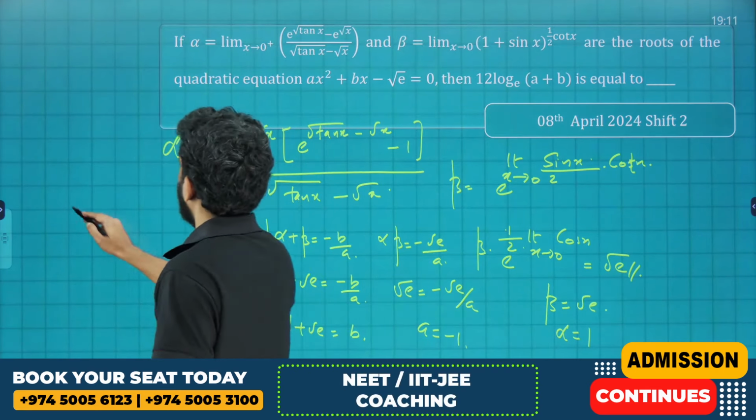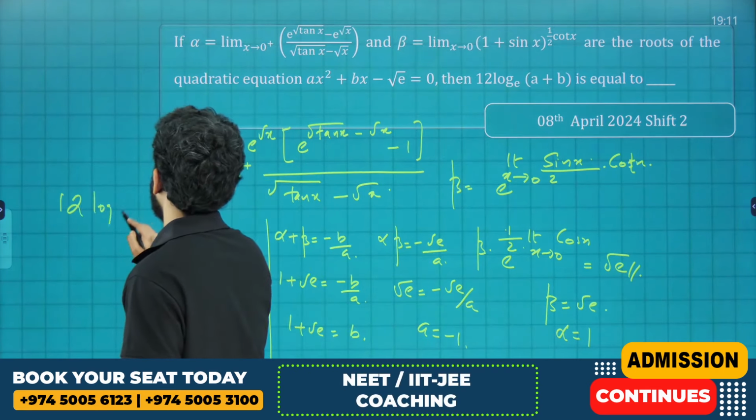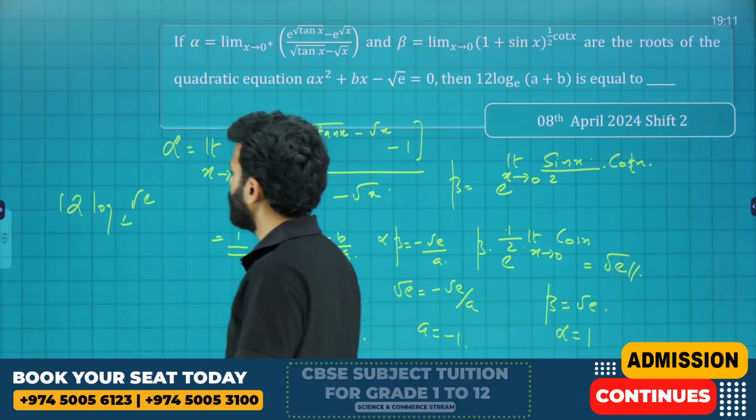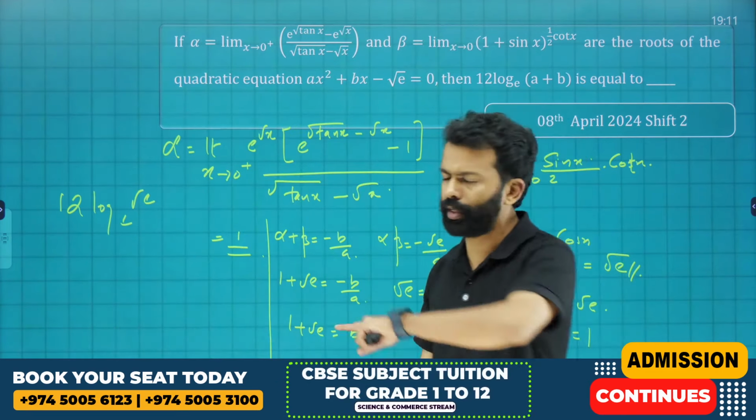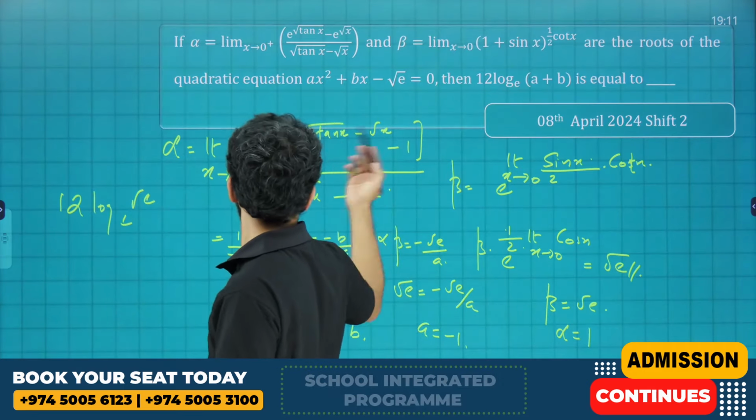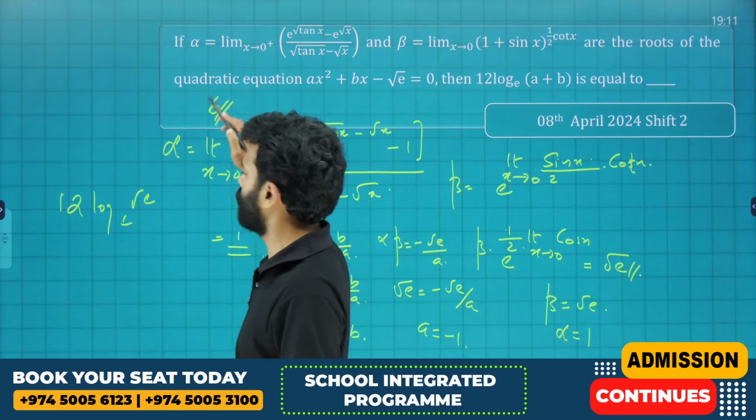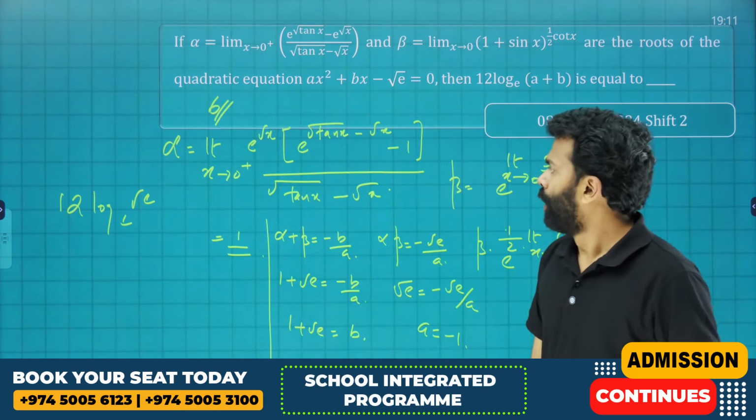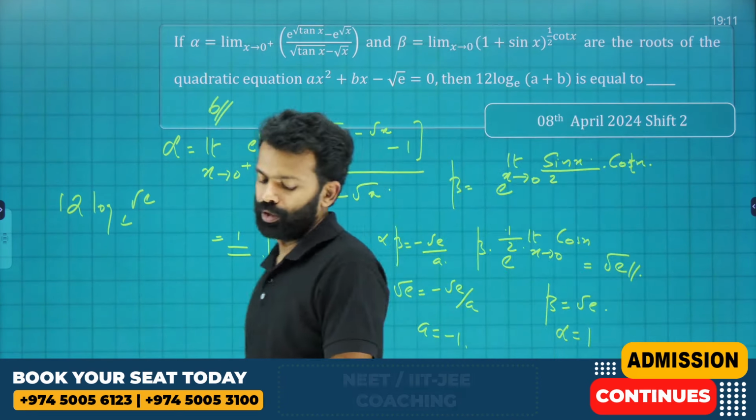Therefore, it will be 12 into log root e to the base e. A very easy one. What is root e? e raised to 1 by 2. Taken out to the left side, it will be 12 into 1 by 2. That is 6. Very, very easy question and doable question also. Hope you got the idea here. Let's move to the next one.